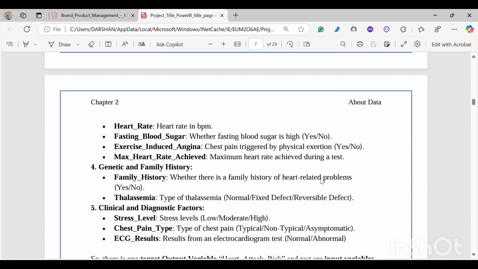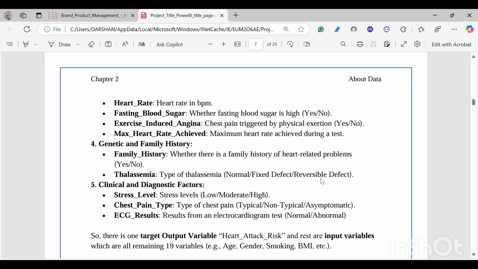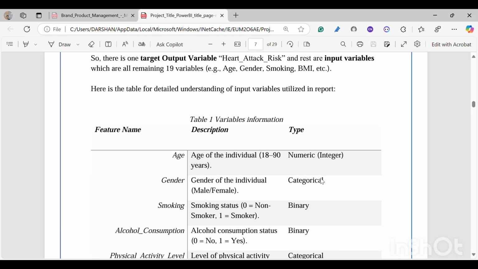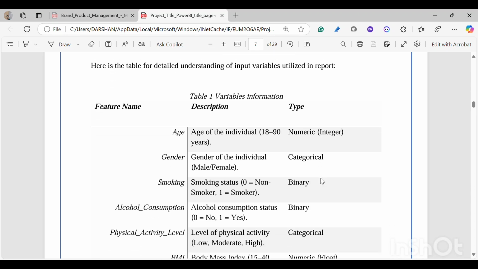And many more: fasting blood sugar, exercise-induced angina, and maximum heart rate achieved by the particular individual. We are also not restricting ourselves to this only; we also look into genetic and family history background. And the second thing is clinical and diagnostic factors: the stress level, chest pain type, and the ECG results of a particular individual. So this is the entire detail of the variables.